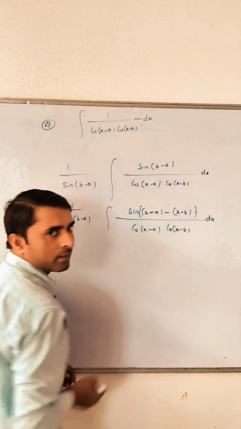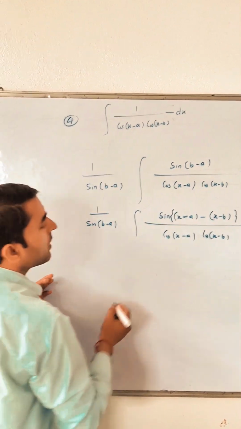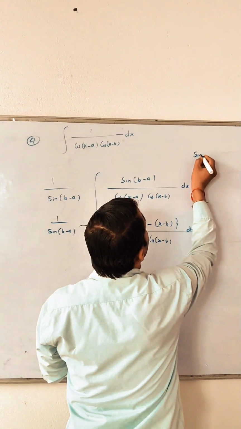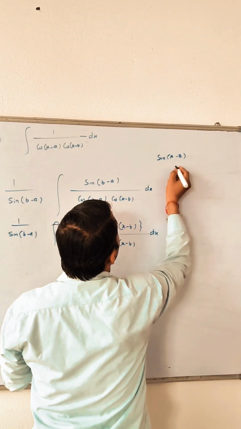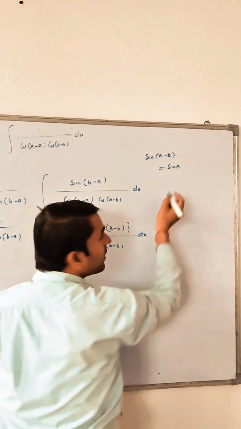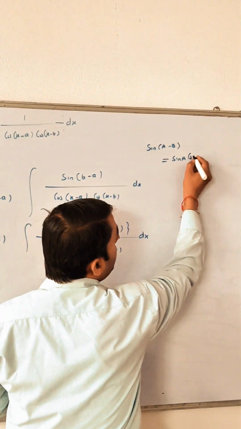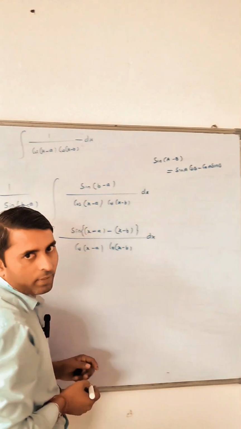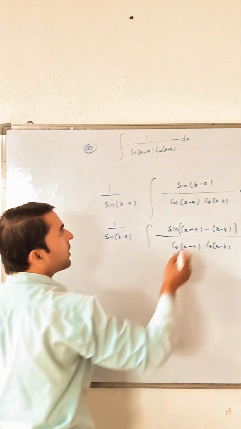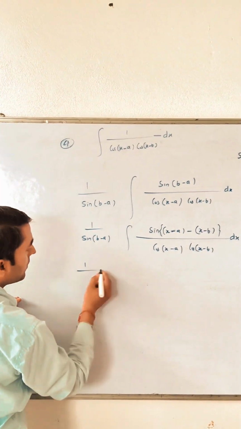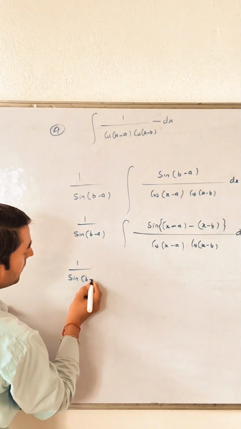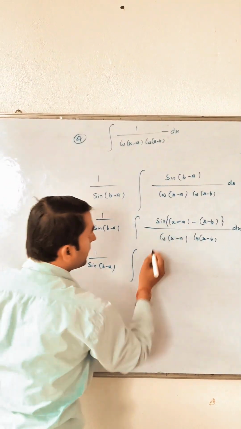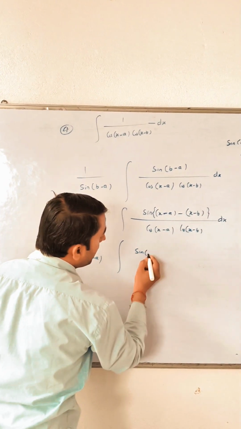Okay, you can write in such form, with cos(x minus a) in the numerator and cos(x minus b) also in the numerator, and dx. Okay, see here all students. Now use the formula of sin(a minus b). What is the formula of sin(a minus b)? All students know about this formula. This is sin a cos b minus cos a sin b. This is the formula of sin(a minus b). Okay. Now use this formula here.